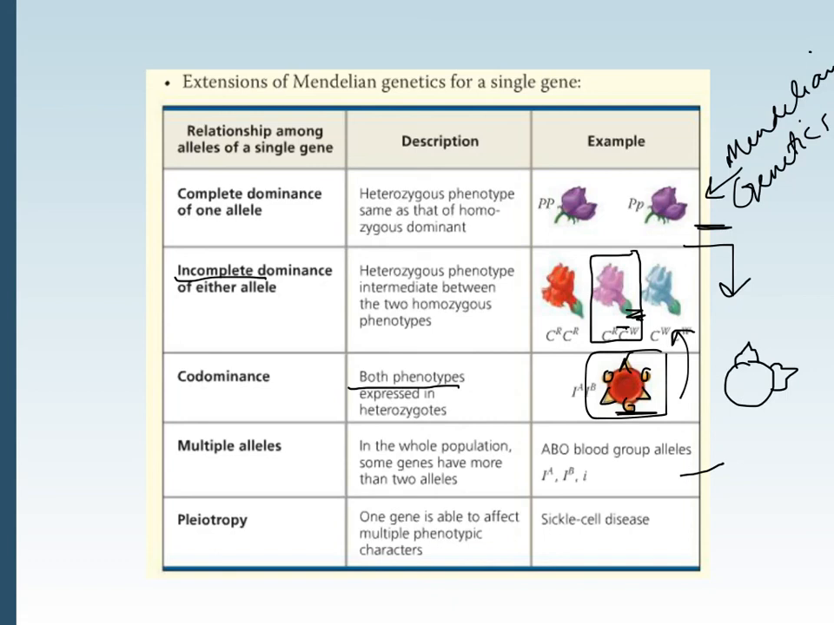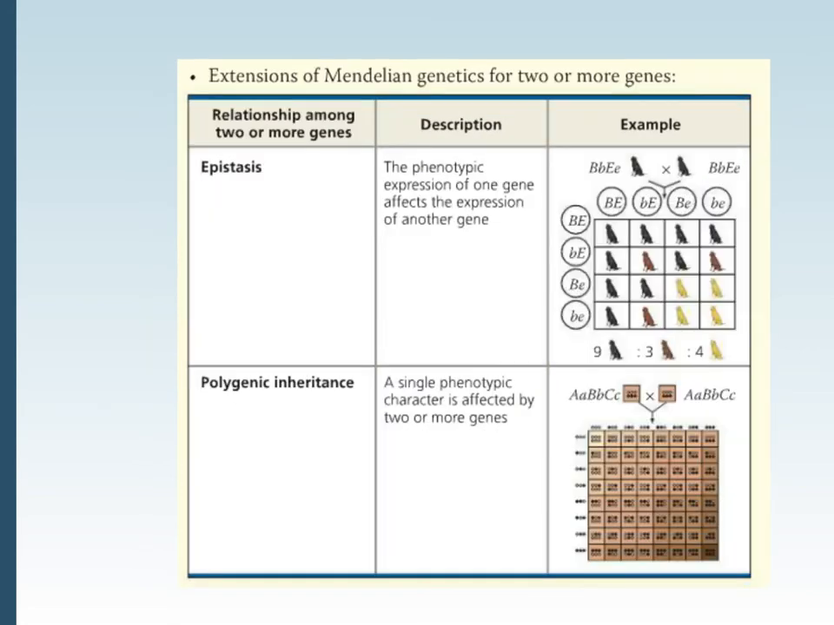Here they're giving you the example of sickle cell disease. I think we talked about cystic fibrosis in class, where you can just get one gene and it really changes a lot about you phenotypically. When we're dealing with more than one gene, so 2 or more genes, further extensions of Mendelian genetics include epistasis and polygenic inheritance. Epistasis is just saying sometimes you're going to have one gene that controls the expression of another gene.